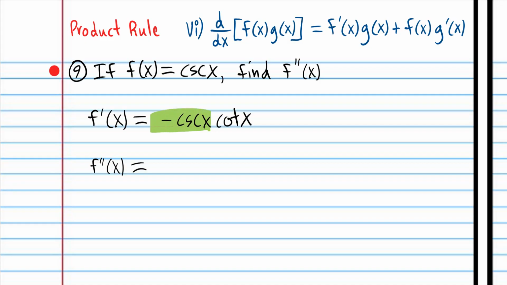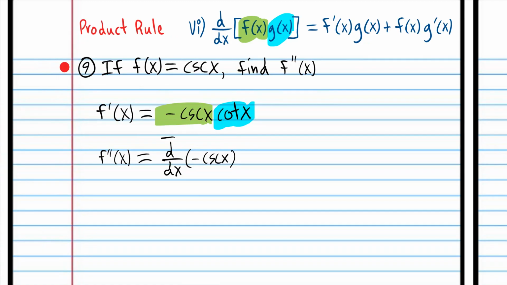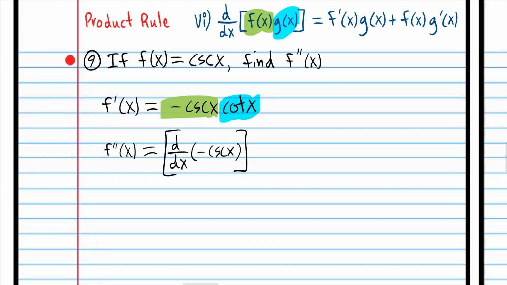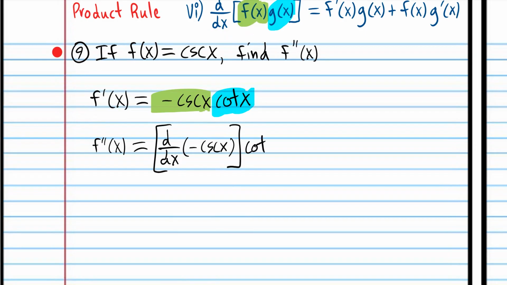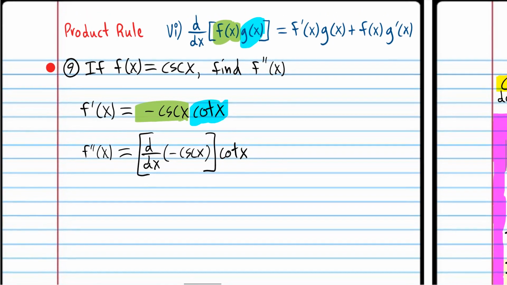So you can do this in different ways, but I'm going to consider f of x to be negative cosecant x, and I'm going to consider cotangent x to be g of x. And you really should know how to use the product rule by now. But I'm just going to show you how to do this using d over dx. You don't have to write d over dx, but I'm going to go slow here just so you can review the product rule.